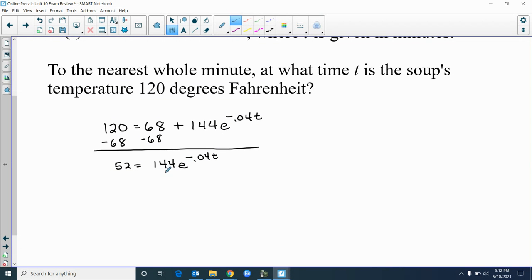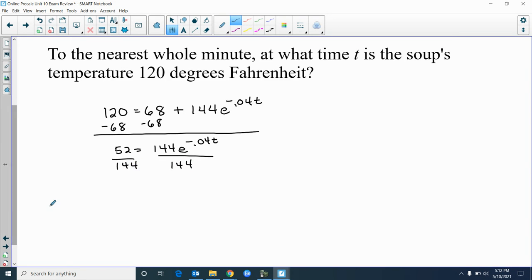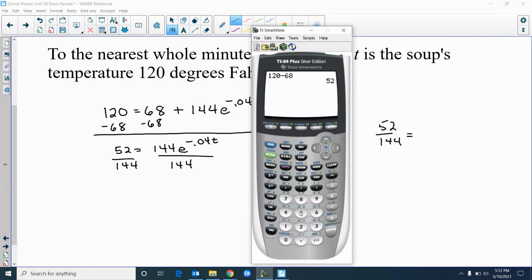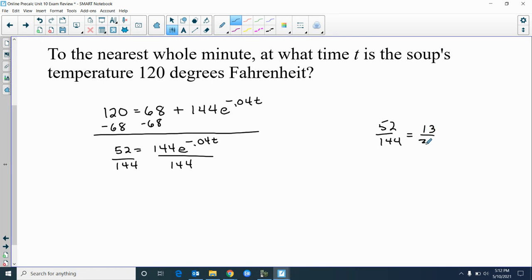What we want to do is isolate this e to the negative 0.04 t. Divide by 144. Now I'm going to keep everything as fractions till the very end. And actually 52 over 144, both of those are divisible by 4, and that will reduce. 52 divided by 4 is 13. 144 divided by 4 is 36. So that reduces to 13 over 36. So just to make it a little bit easier, I'll make that 13 over 36 equals e to the negative 0.04 t.